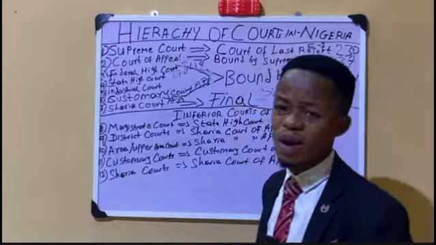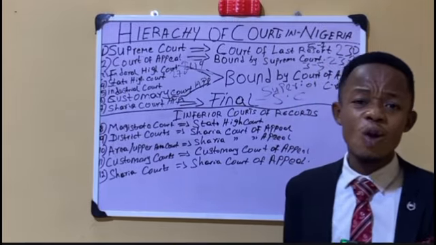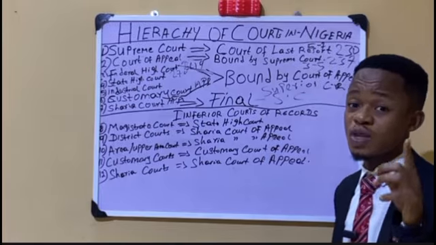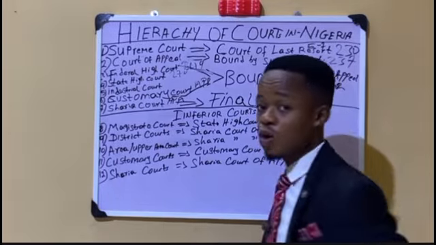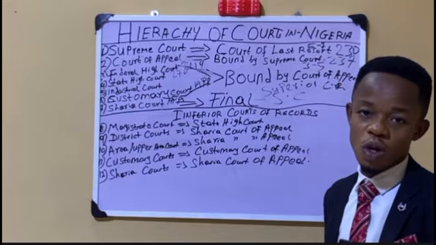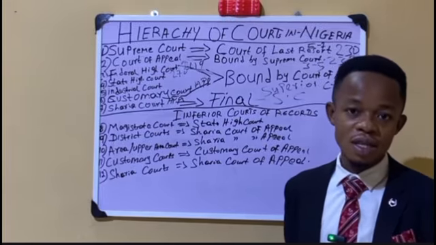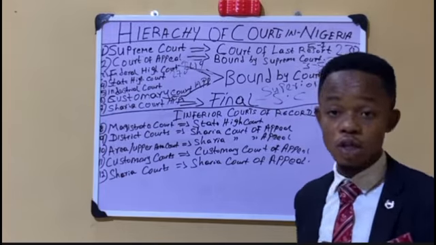Now we have the Industrial Court. The Industrial Court is basically a court that was established under the Third Alteration of 2010, I think, that led to the Industrial Court. Industrial Court was created to do what? To oversee any issue that deals with labor and employment. That is what you have to know about it for now.